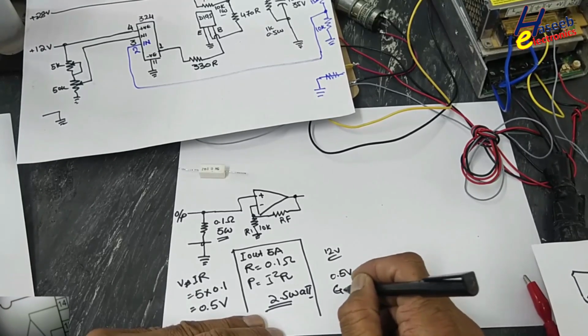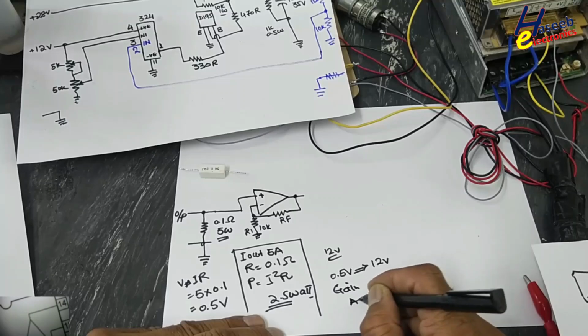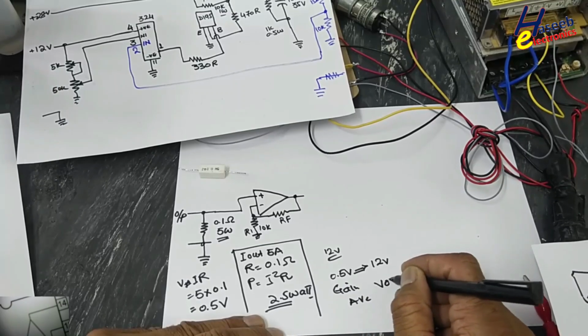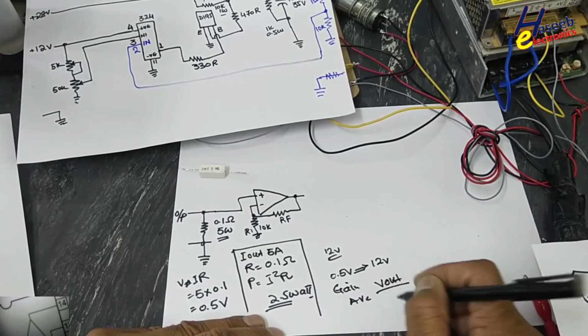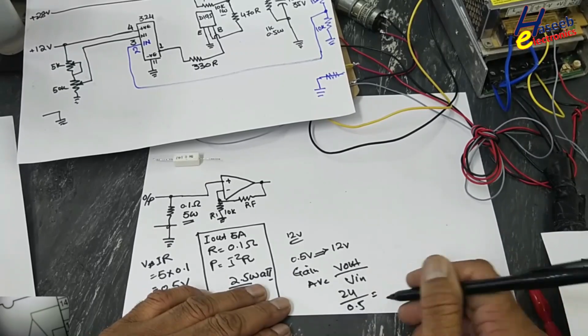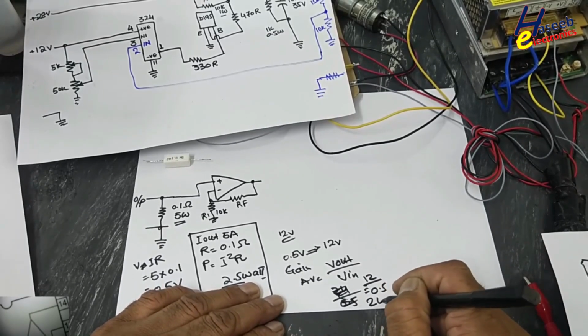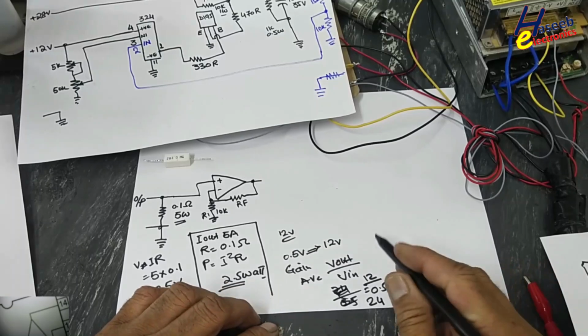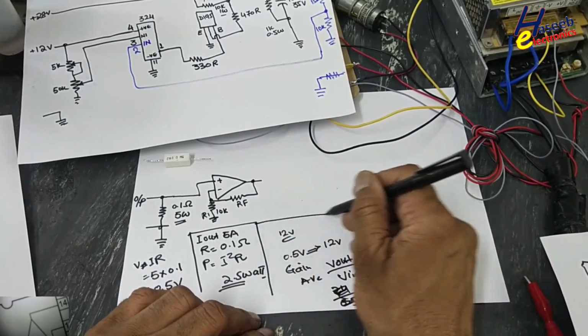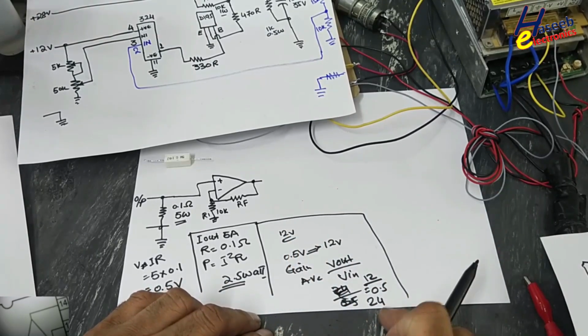So we need a gain, V out divided by V in. 12 divided by 0.5, we need 24 gain. That means our required gain is 24.